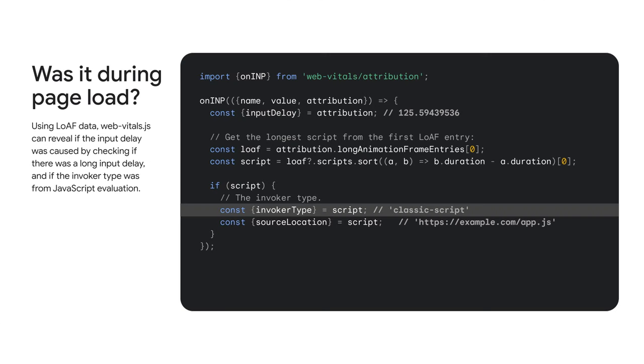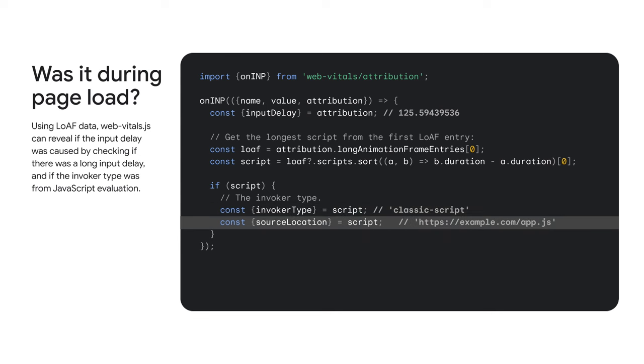You can figure this out in WebVitals.js by getting the LoAF entry, then by accessing the script attribution object within it. In that object, there's an invoker type property which describes the type of work associated with that script that was done on the main thread. Along with the invoker type, you can also get the source URL of the script responsible. In this case, we can see a script named app.js that may be worth breaking up into smaller chunks to avoid long JavaScript evaluation tasks on the main thread.